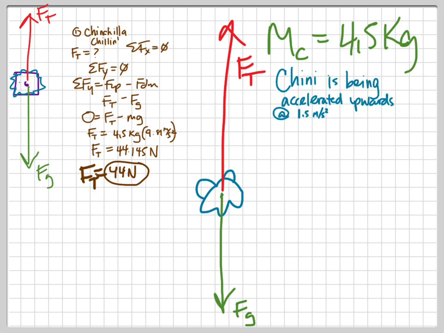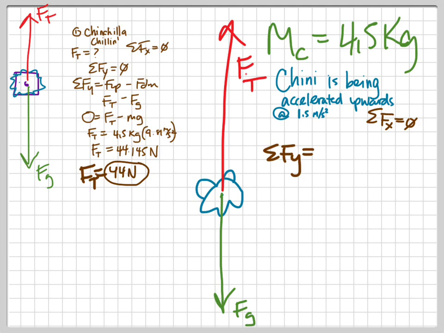Okay, so we're accelerating the chinchilla upwards at 1.5 meters per second squared. What is the force of tension on that cable now? Because it's not the same. So we always start with sum of forces. Sum of forces on the x, still 0. We don't have to worry about it. Done. Sum of forces on the y, however, is not equal to 0. Because it's being accelerated, right?